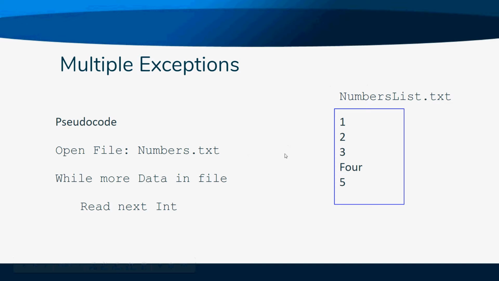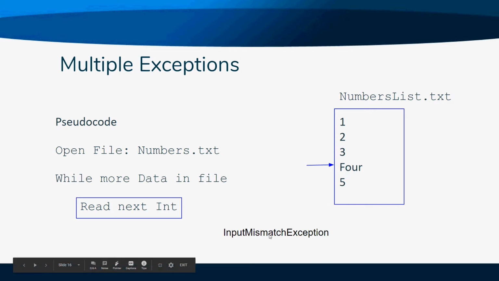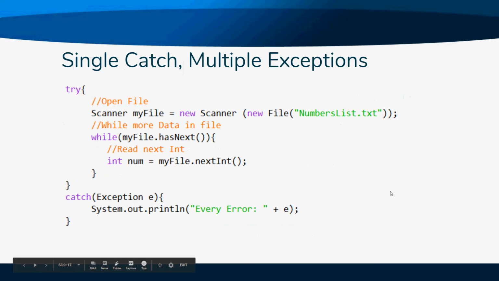Here it's reading the file. If we were to handle this exception, it would get to this and it would crash because the word "for" is not a number. And so in this situation, it could have an input mismatch exception. And when you're coding, there's no possible way you can account for every possible situation. And so that's why we have these try catches. So in this situation, here's my single catch with multiple exceptions.